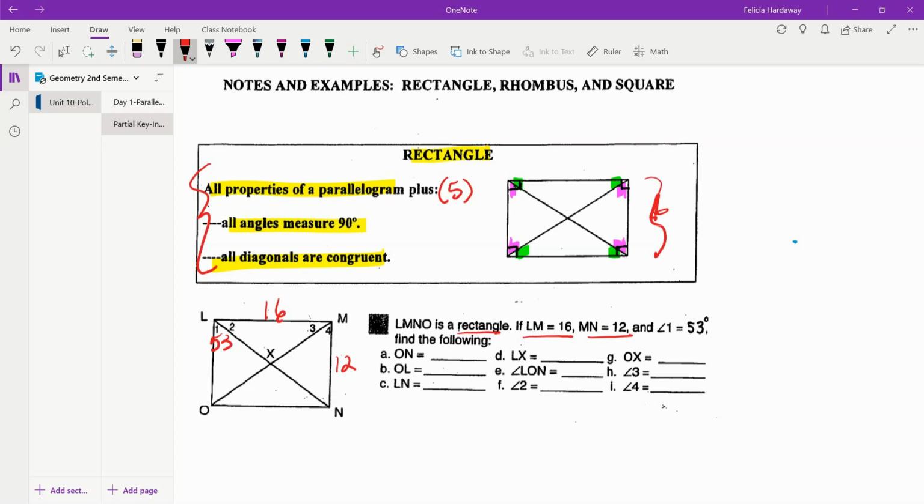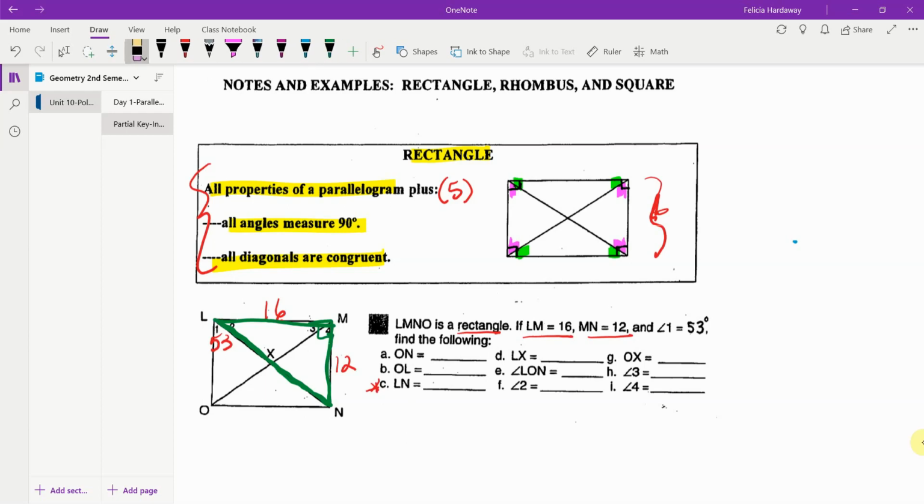Now they want you to find missing angles and missing sides. The thing you have to remember, and I'll go to letter C, to find a missing side, they're referring to this side LN, you're gonna have to use the right triangle that exists in there.